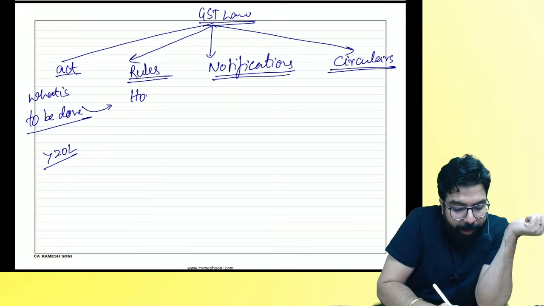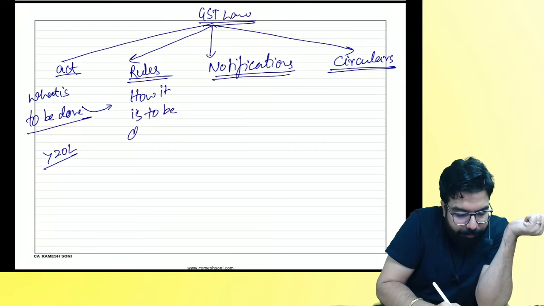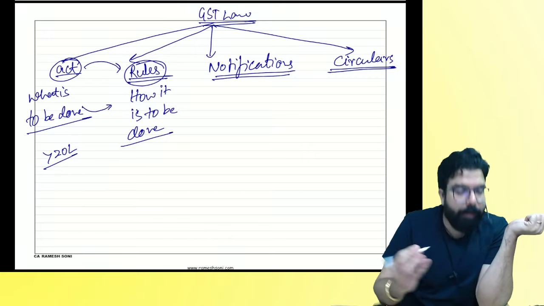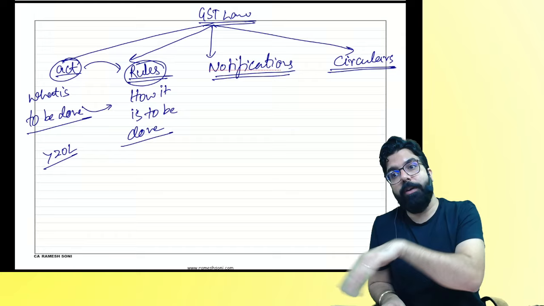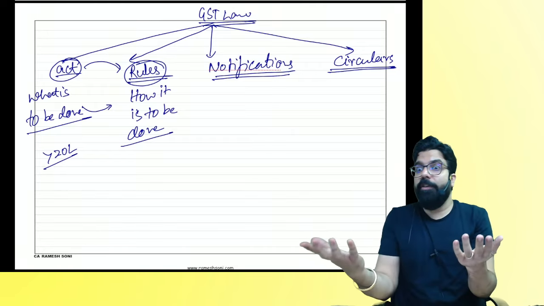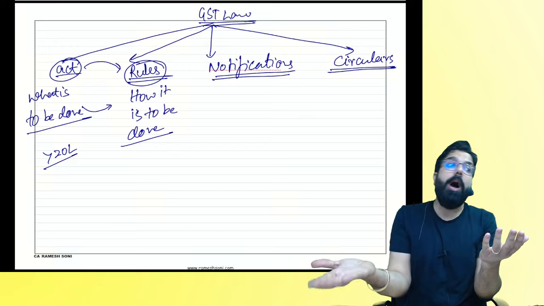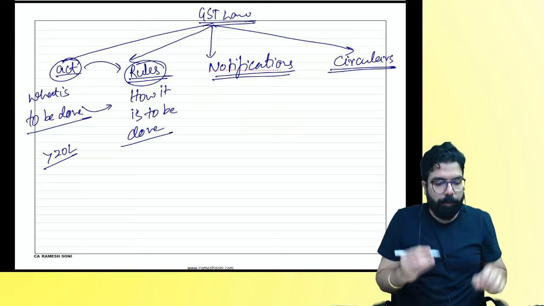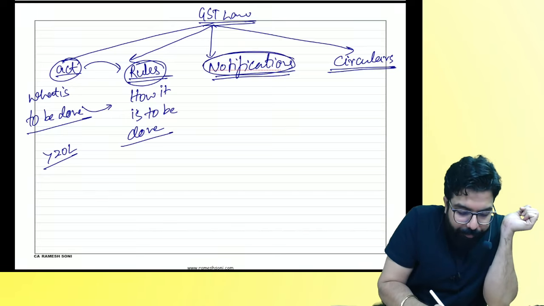How is it to be done? Who will tell you? Act is always supported by the rules. Act tells you what is to be done. Rules will always tell you how. Registration has to be taken when you cross 20 lakh. How is it to be taken? Who will teach you? Rules. Are we clear, everyone? Now, what do you mean by notification?